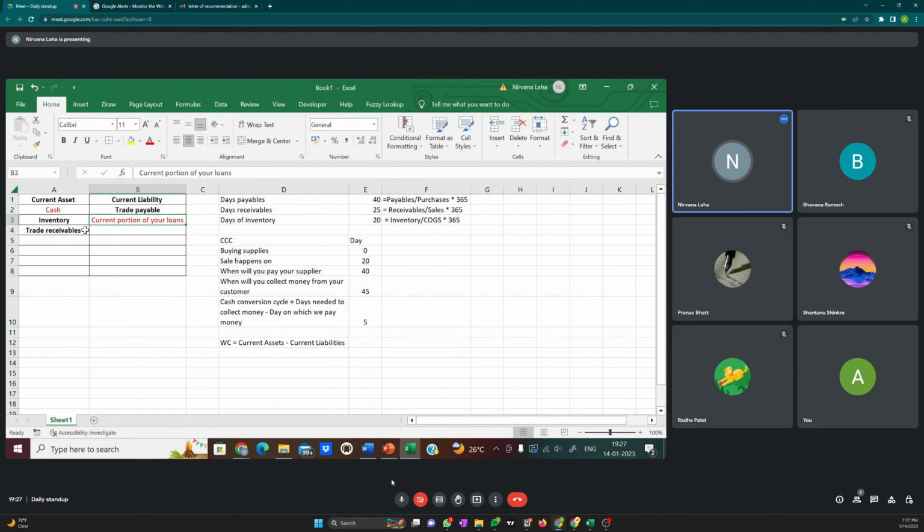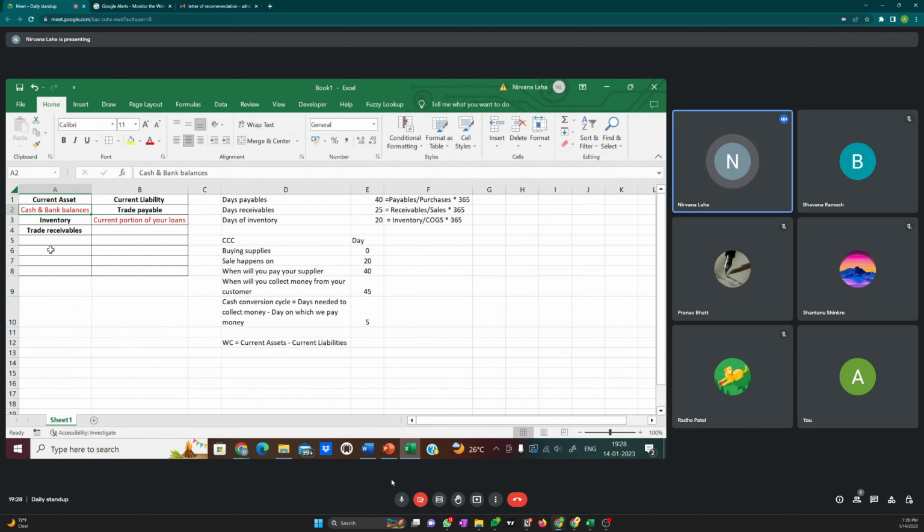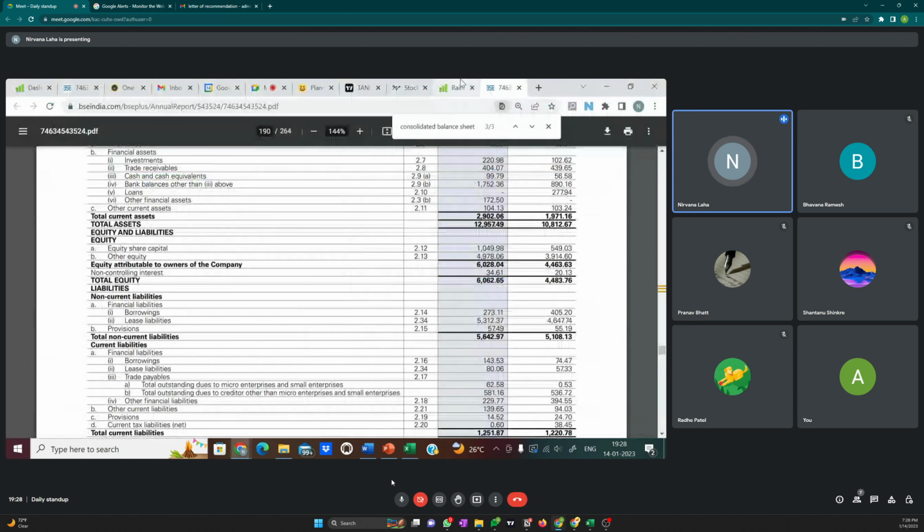So what you do is you take the current asset amount except for your cash and bank balances. You basically calculate CA minus cash and bank balances. And here you calculate current liabilities minus current portion of debt. And then you subtract this from this. That is working capital.